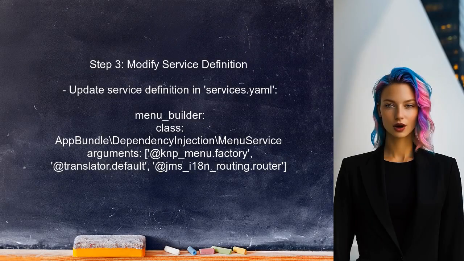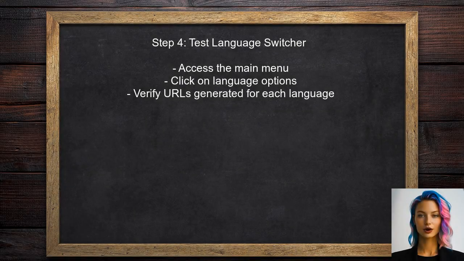After confirming the routes, the user should modify the service definition to ensure that the correct router is being injected. This means using the router provided by the JMS translation bundle. Finally, the user should test the language switcher functionality. This involves checking if the generated URLs for the language switcher are correct and lead to the expected routes.